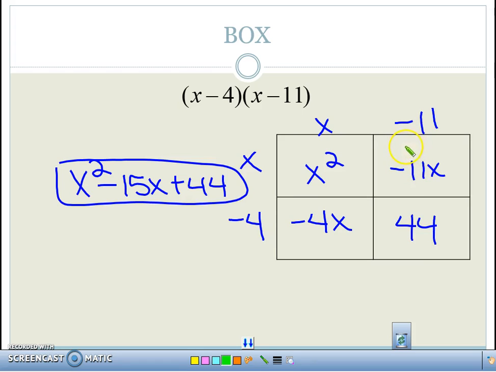Once you multiply each one, you're always going to circle the diagonal part, this part right here. And this one, you always combine like terms. So you always combine like terms with the middle diagonal here. So what you write is x squared, negative 11x plus negative 4x is negative 15x. And then you're going to write positive 44. And you always add. So you always want to put a plus sign in the middle.